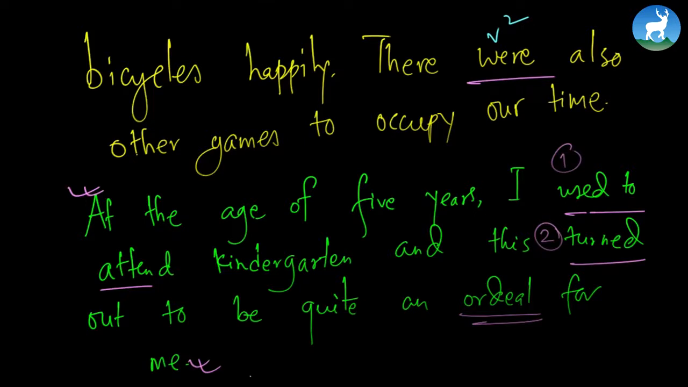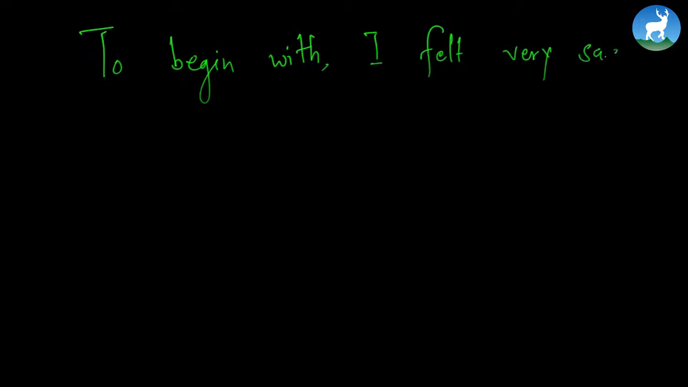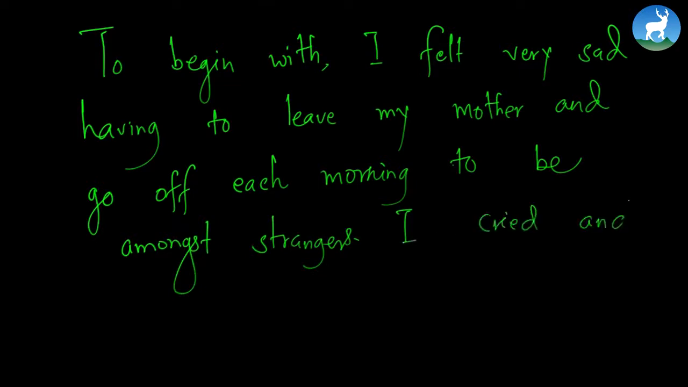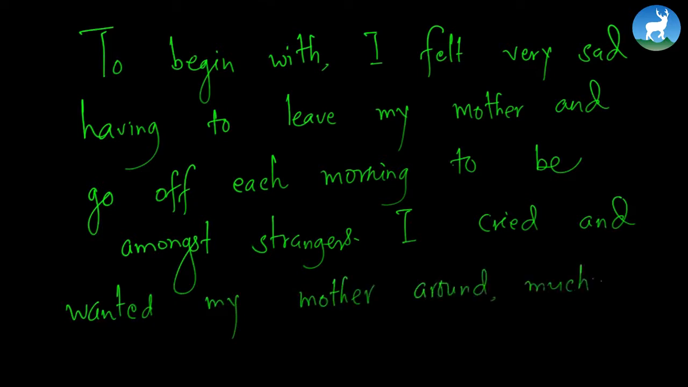So whenever we are writing about the past, we use these structures. One more structure is there, and what is it called? Would plus V1. We haven't really used that structure until now, but we will use it anyway. Let's go on writing. To begin with, I felt very sad having to leave my mother and go off each morning to be amongst strangers. I cried and wanted my mother around. I was a mama's boy, so I wanted my mother around, much to my teacher's displeasure.